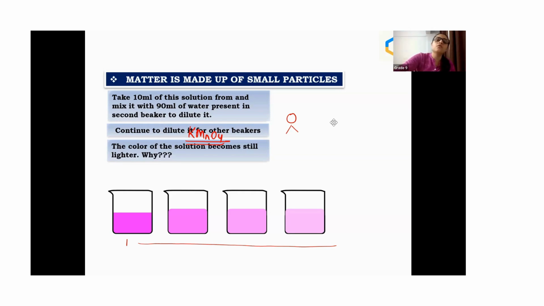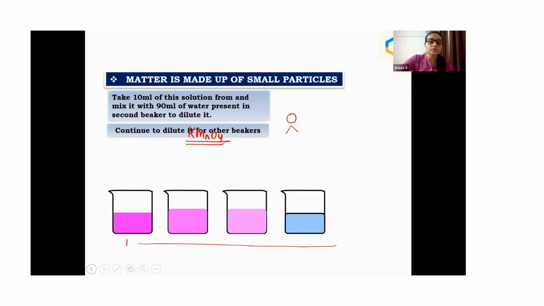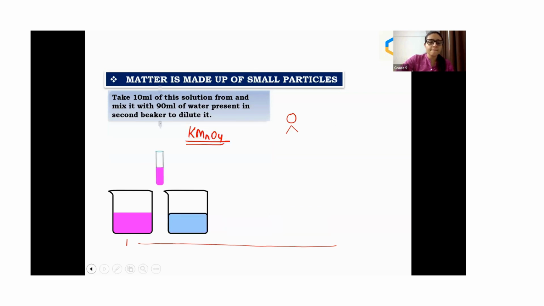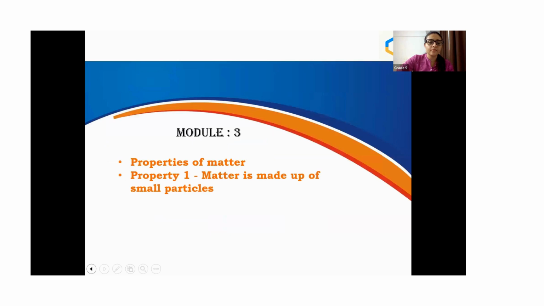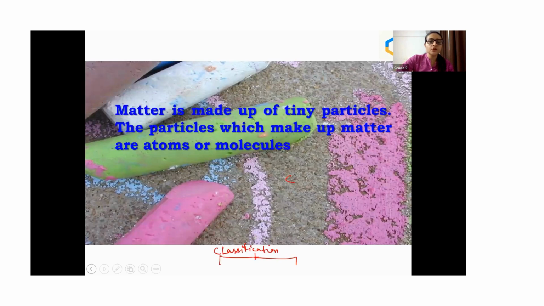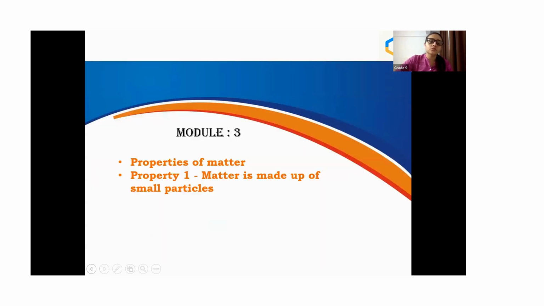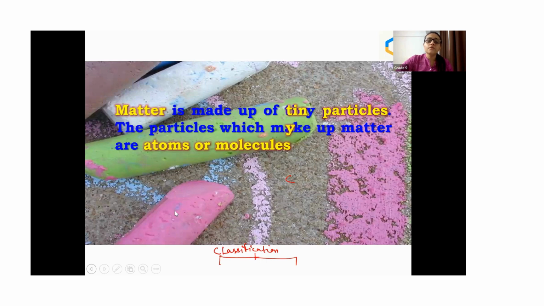Correct, Abhay. Thank you for answering. Now, everyone, you can write down the first physical property. Yes, atoms, Maggie. Thank you. Lavanya, atoms, correct. So you can write down the first property. This one is going to be our first property, students. Matter is made up of tiny particles. The particles which make up the matter are atoms or molecules.